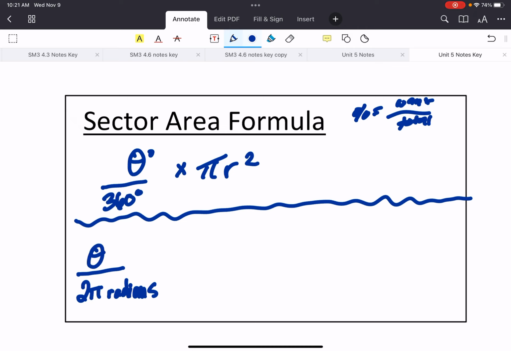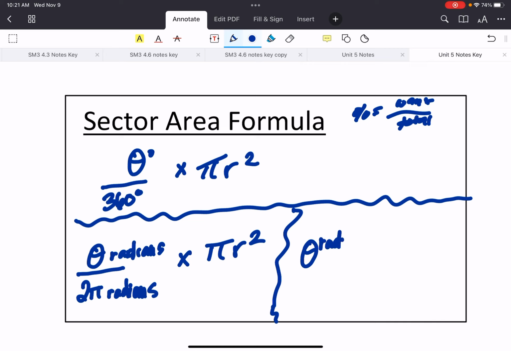So we want the angle in radians divided by 2 pi times pi r squared. Now, radians are usually given to you in a fraction. So the best way to do this is theta radians times 1 over 2 pi radians times pi r squared. And I'll show you how that works.